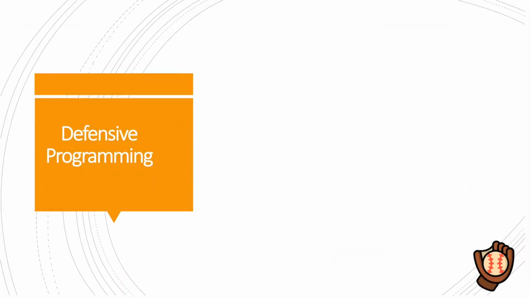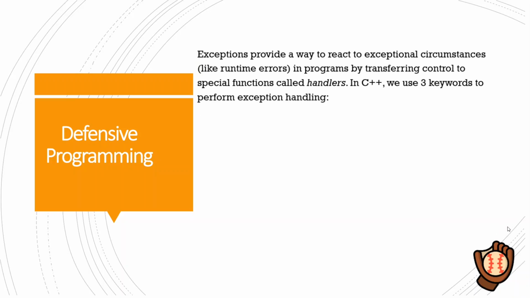Now, defensive programming is a very important concept as it relates to software development. We're going to be looking at the topic of exception handling, and exceptions really provide a way to react to exceptional circumstances while you're developing your program, like runtime errors and so forth. And this is done by specifying to the program that you want to transfer control to special functions called handlers. And in C++, we use 3 particular keywords to perform exception handling.